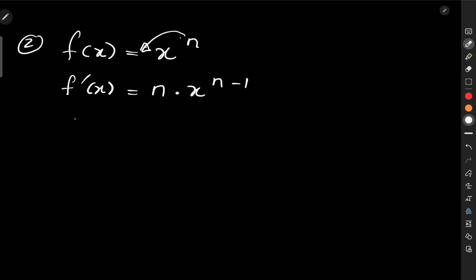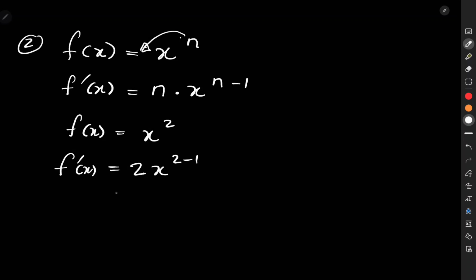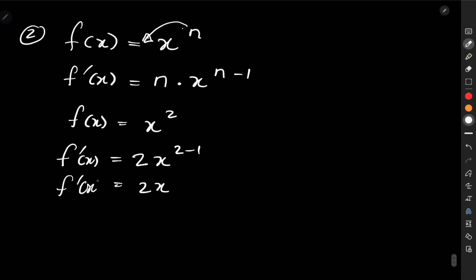An example would be, let's say we had x squared. Then the derivative of that would be, this 2 multiplies the coefficient, so it's 2x to the power of 2 minus 1, which gives us 2x. So that is law 2 of differentiation.